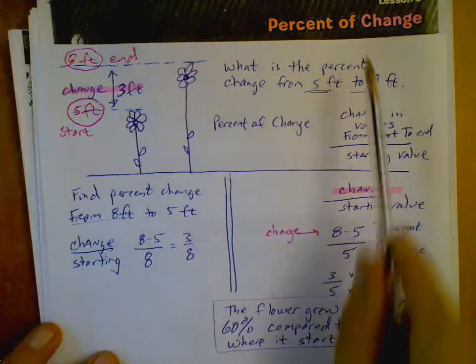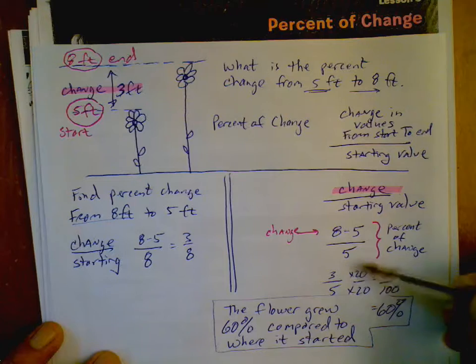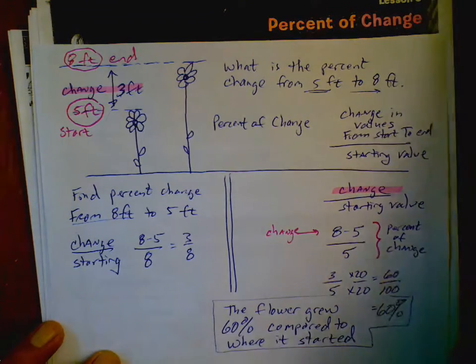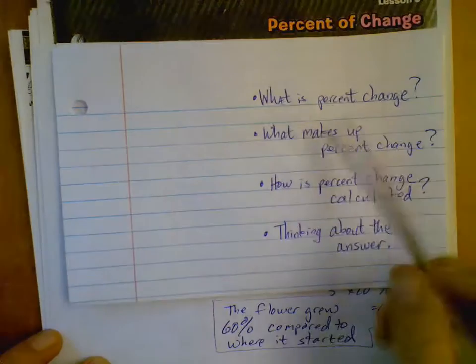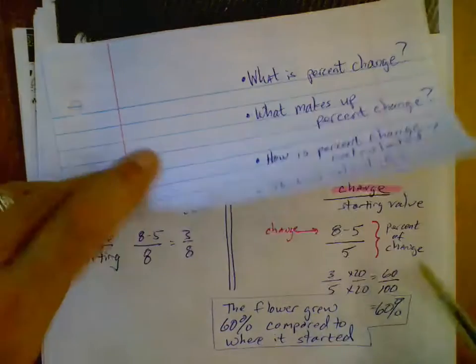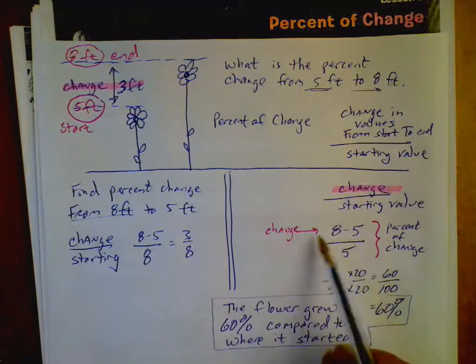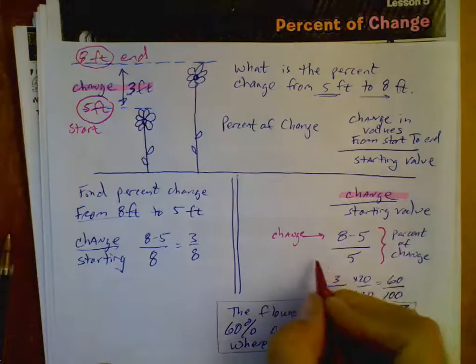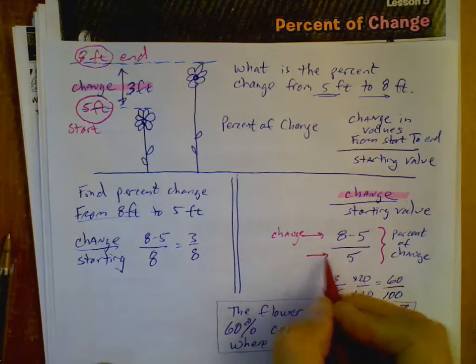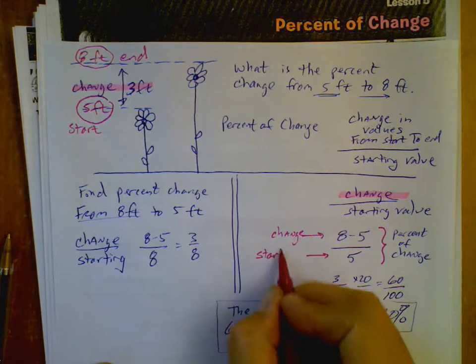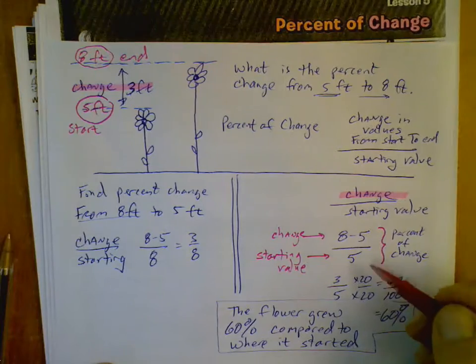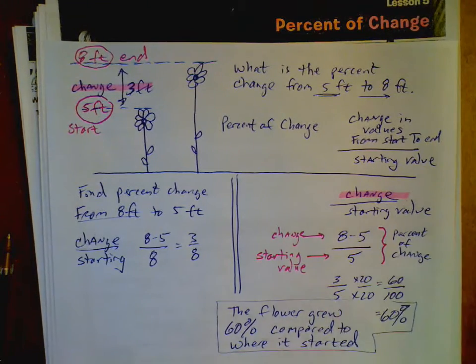So one more time, percent of change is the entire ratio here, simplified and written as a percent. I just wanted to stress the difference between the percent of change and the change itself. Going back to where we started, percent of change is this ratio, and it's made up of the change over the starting amount. This piece is the change. This piece is the starting value. And when we simplify the whole ratio, we get the percent of change.